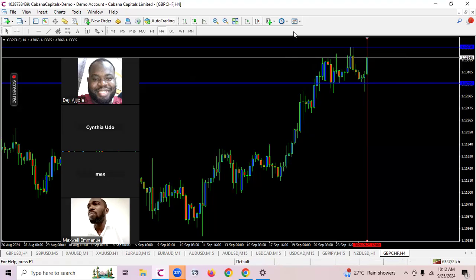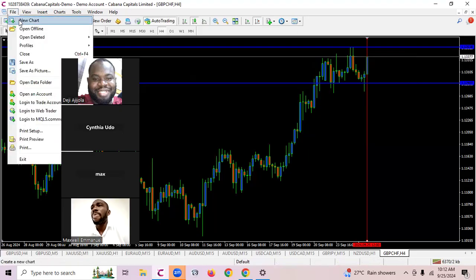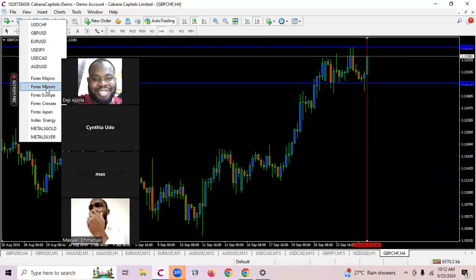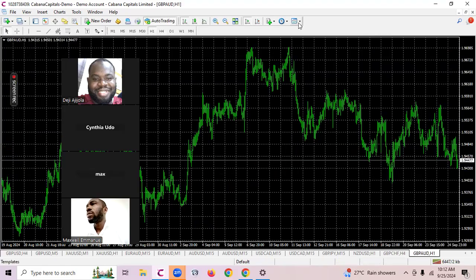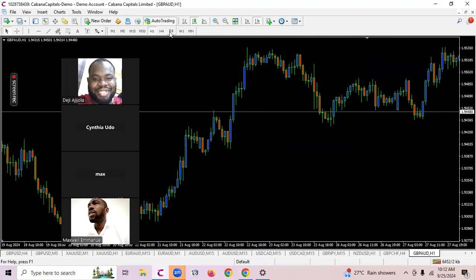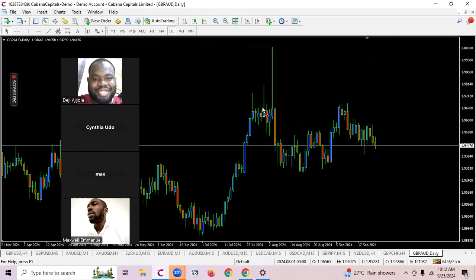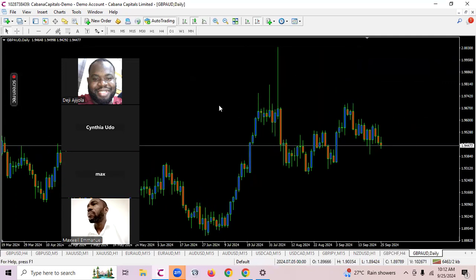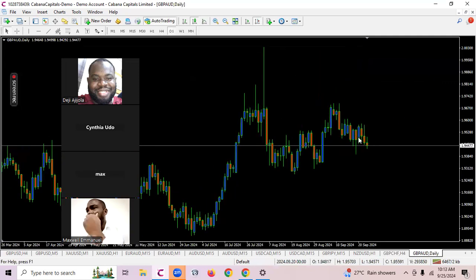Okay. Let's look at the next pair, which will be GBP Australian dollar. That should be minor also. How did yesterday candle close? Let's see. Yesterday candle was bearish.